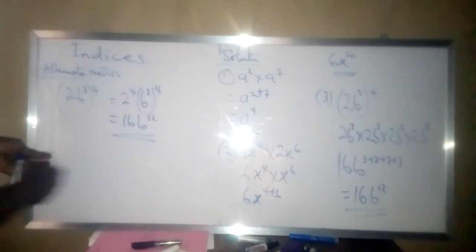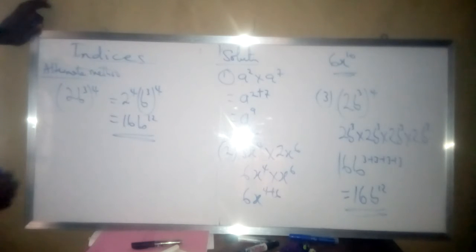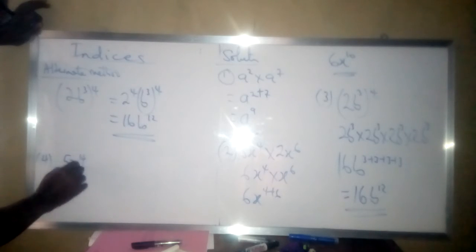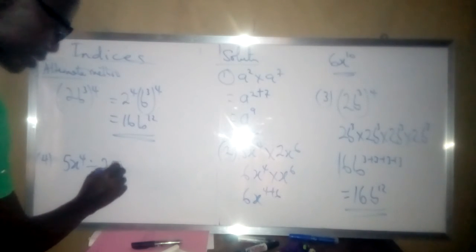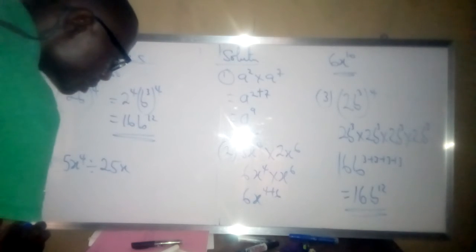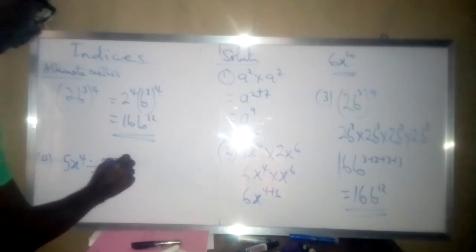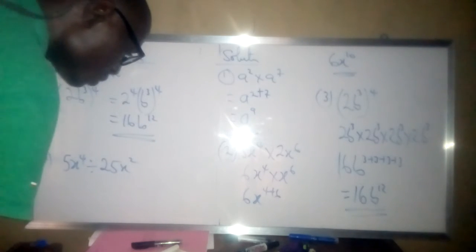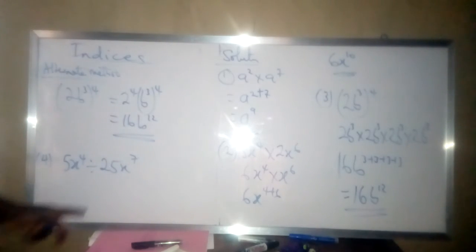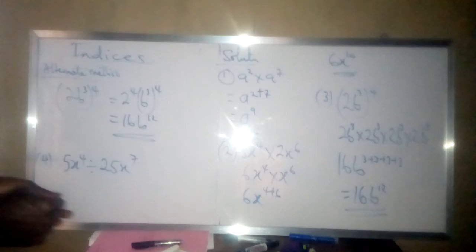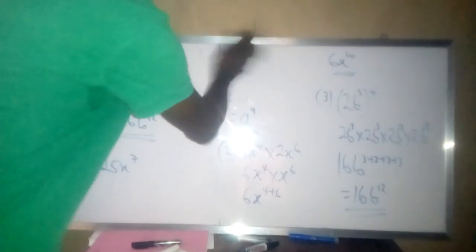Now the last one here, number 4, our question. I think number 4 is 5x raised to the power 4 divided by 25x raised to the power, I think it's 7. Okay. Now 5x raised to the power 4 divided by 25x raised to the power 7. How do we solve this?